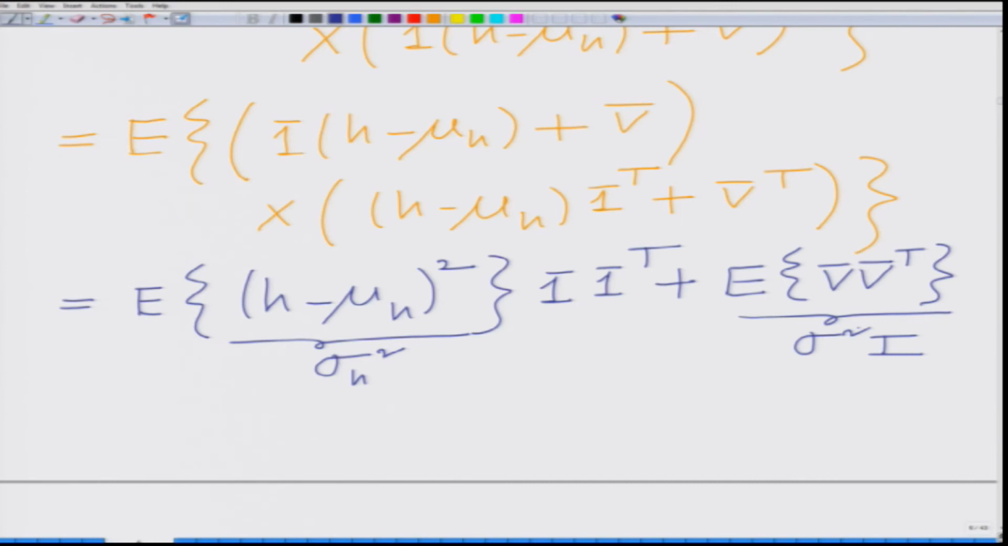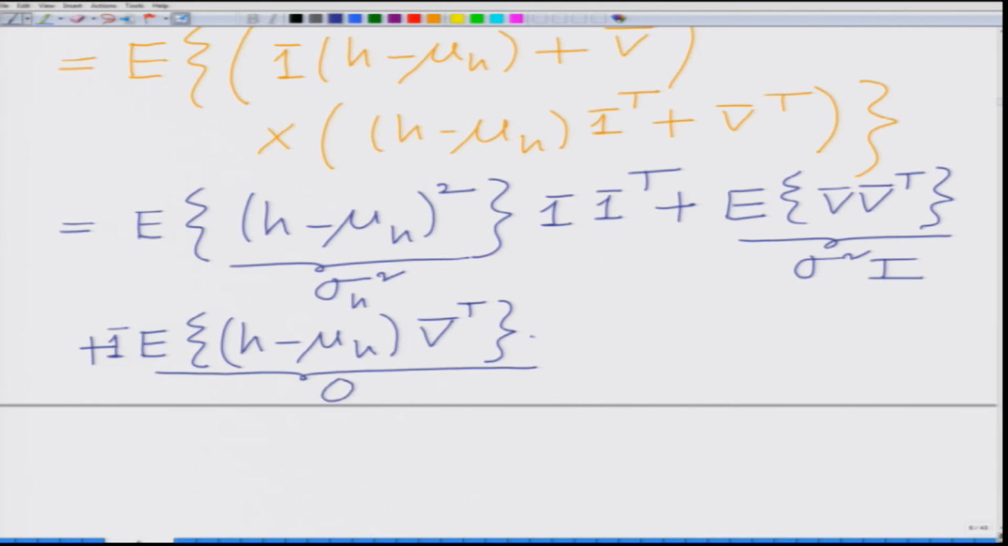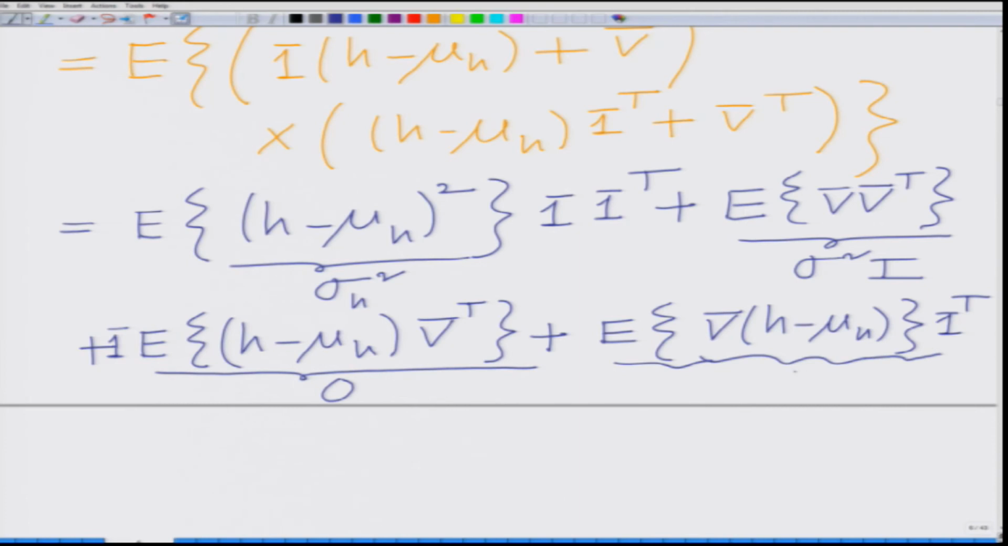It remains to look at the cross terms, the terms in the middle. That is the expected value of 1 bar times (h minus mu h) times v bar transpose. We know that the noise and the parameter are uncorrelated, so this is equal to 0. Plus the expected value of v bar times (h minus mu h) times 1 bar transpose. Again, since the noise and the parameter are uncorrelated, this expectation is again 0.